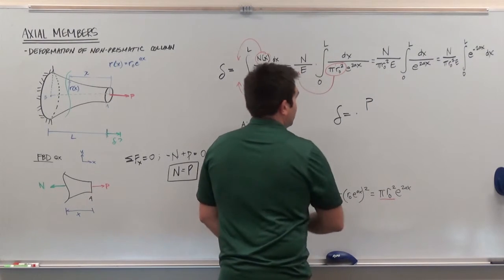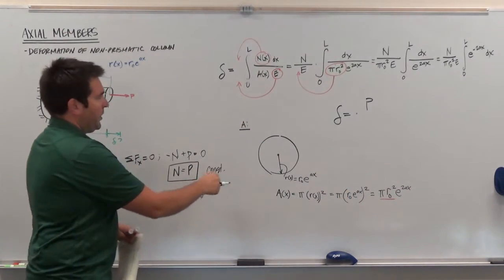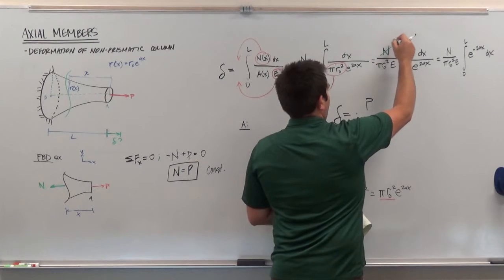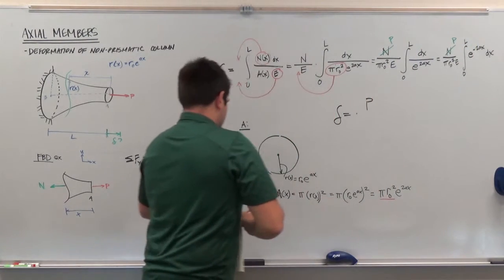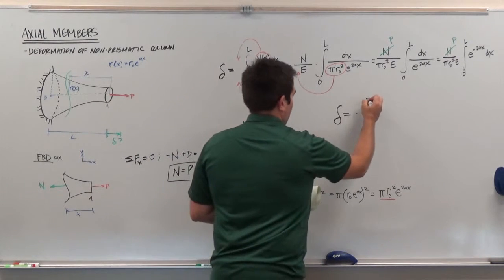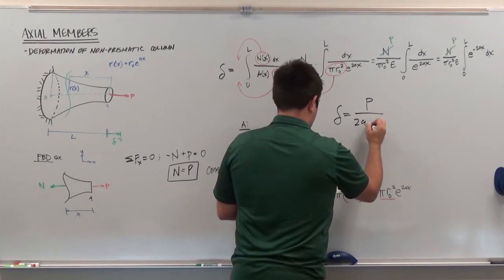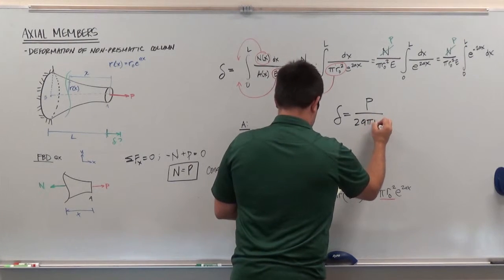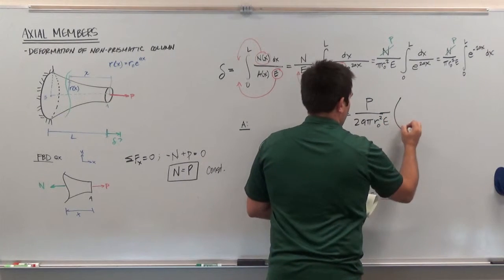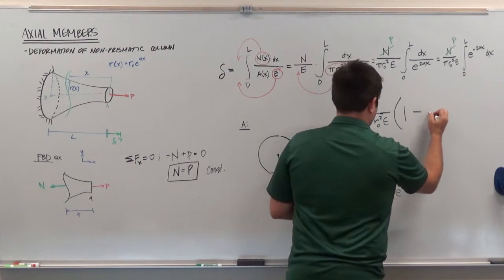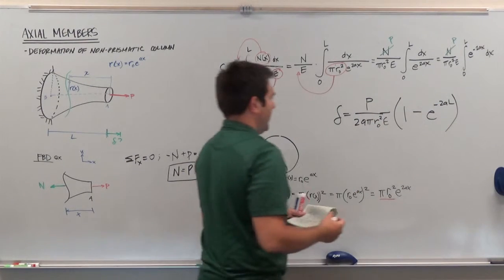Well actually, that's a good point here. We know that n is equal to p, so I can substitute that in here, and that will make it more relevant to the specific problem. So it's equal to p divided by 2a pi r naught squared e times the quantity 1 minus e to the minus 2al.